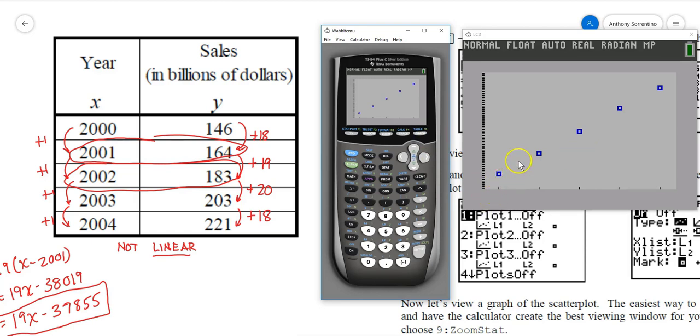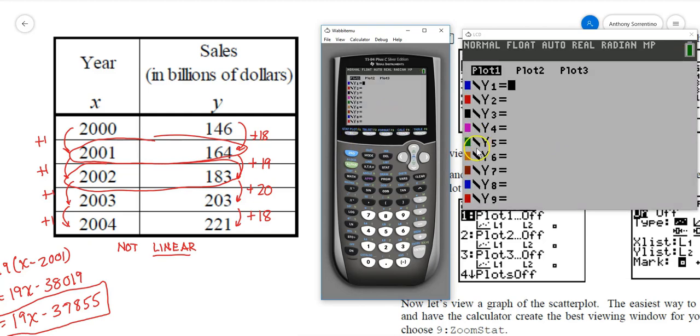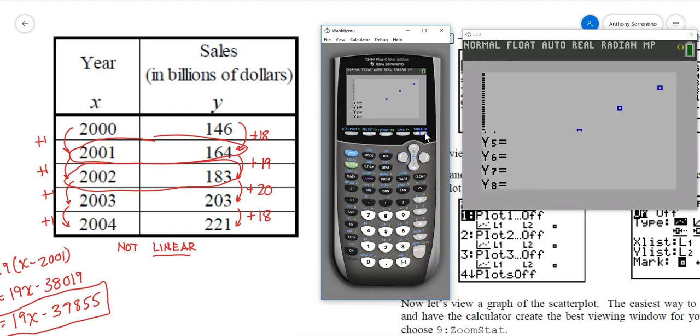And as you can see, it does line up pretty well. If I would come here, for instance, and put in my formula I had down here, that 19x minus 37855, and if I graph it, it fits this pretty well. Okay, so I'm not off too much with mine.